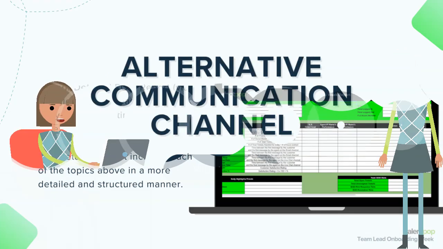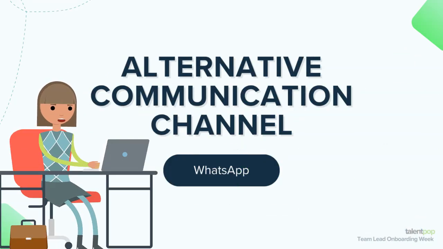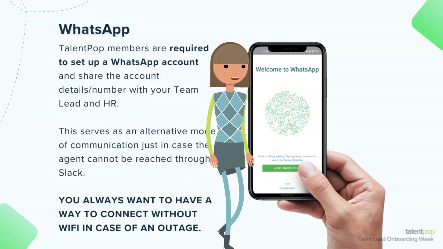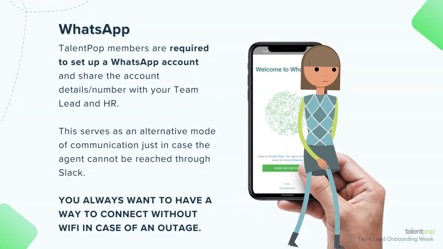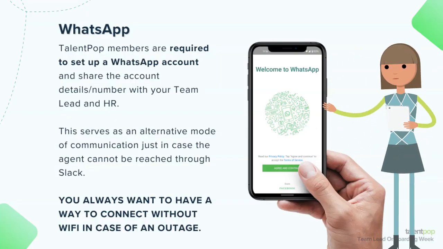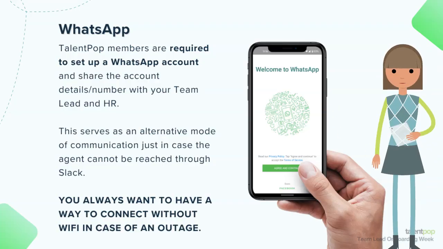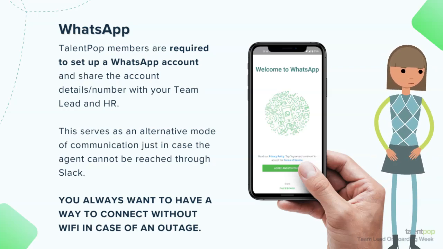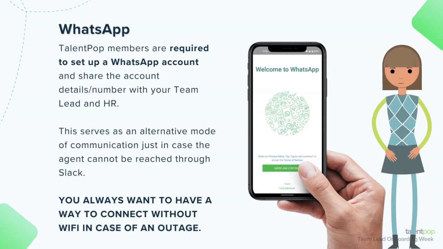While Slack is our main communication tool, it's important to have a backup. Unexpected issues like internet outages can happen, and we still need a way to stay connected. That's where our alternative communication channel comes in. You are required to set up a WhatsApp account and share your contact details with your team lead and HR. This serves as a backup communication method in case Slack is unavailable. For example, if there's a system outage or connectivity issue, WhatsApp allows you to stay reachable. Always remember, in remote work, communication is critical. You should always have a way to stay connected, even without Wi-Fi.